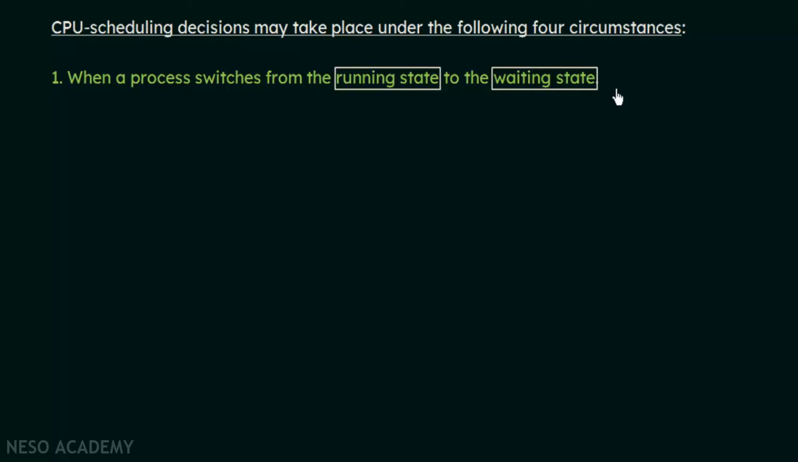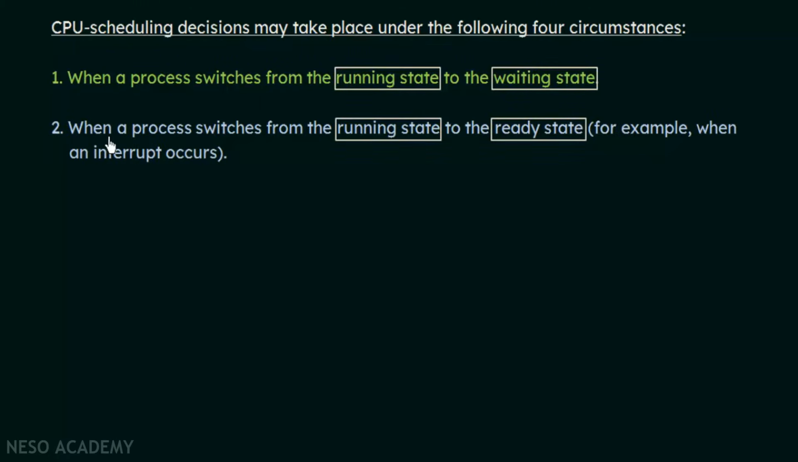So coming back, we see that the first circumstance is when a process switches from running state to waiting state. So at this time, a CPU scheduling decision may take place. Alright, let's go to the next point. The next circumstance is when a process switches from the running state to the ready state. For example, when an interrupt occurs.